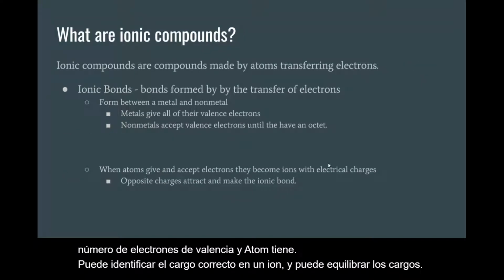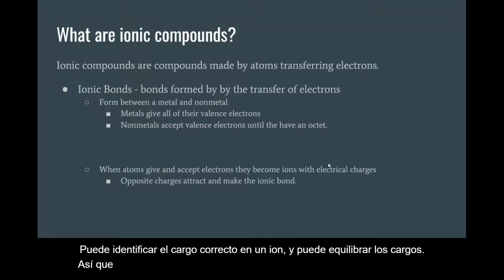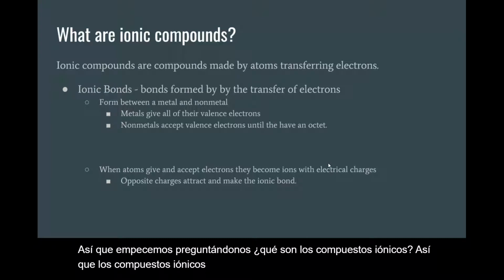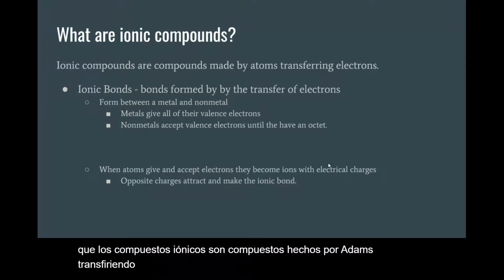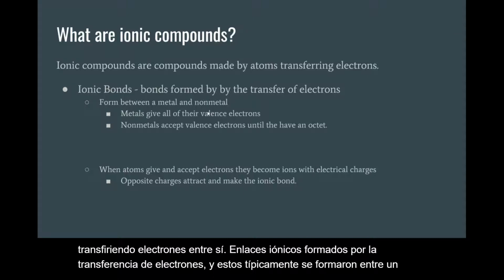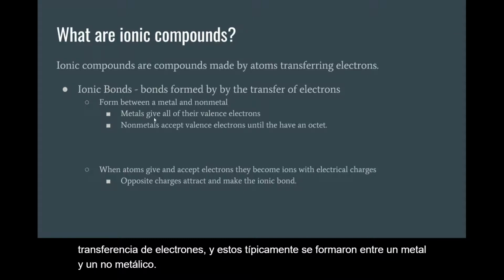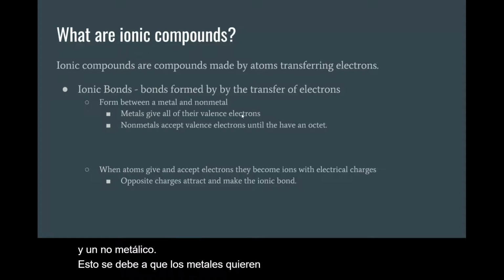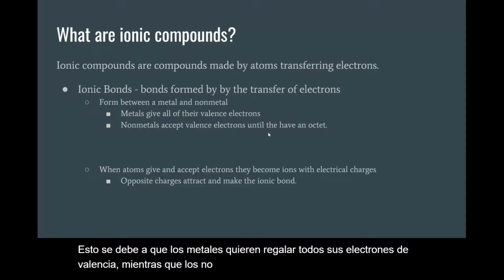So let's start off by asking ourselves, what are ionic compounds? So ionic compounds are compounds made by atoms transferring electrons between themselves. Ionic bonds form by the transfer of electrons, and these typically form between a metal and a nonmetal. This is because metals want to give away all of their valence electrons, while nonmetals want to accept electrons until they have an octet.